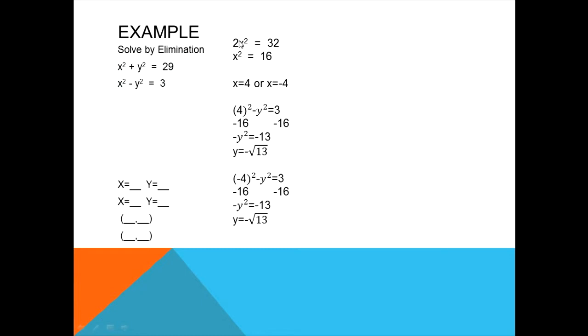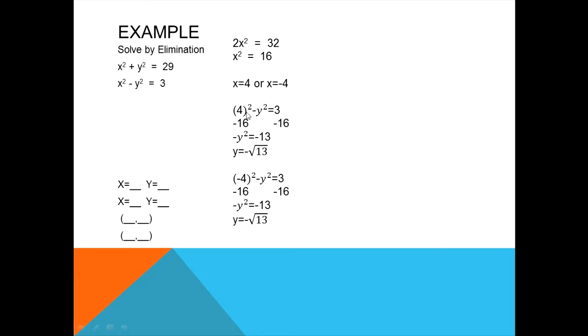And we got 2x squared equals 32, which then that whole equation can be divided by 2, getting rid of the 2 on 2x squared, and 32 divided by 2 is 16, which we then found that the square root of 16 is either 4 or negative 4, which can be both of our x's. Then we plugged both of those into either equation.